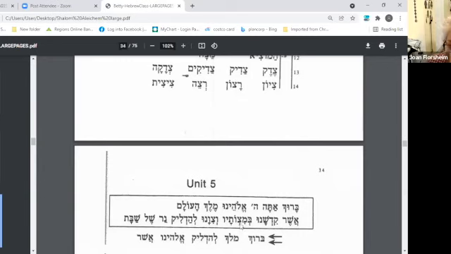The mem, bo, the dot on the top, bo, tav. One more time. The mem, bo, tav. I don't get it. I can't hear it. Everybody, please stop talking and let me try to explain it, so I want everybody to get it.